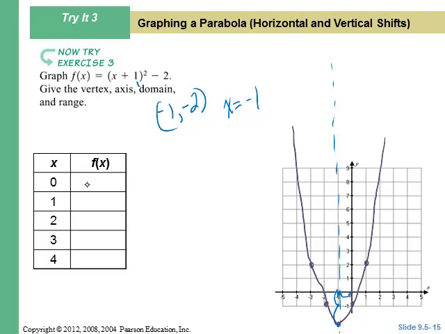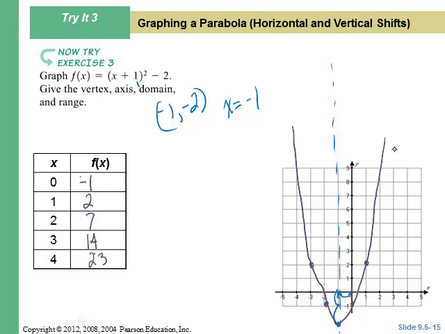0 plus 1 is 1. Squared is 1, minus 2 is negative 1. 1 plus 1 is 2. Squared is 4, minus 2 is 2. 2 plus 1 is 3. Squared is 9, minus 2 is 7. 3 plus 1 is 4. Squared is 16, minus 2 is 14. 4 plus 1 is 5. 5 squared is 25, minus 2 is 23.